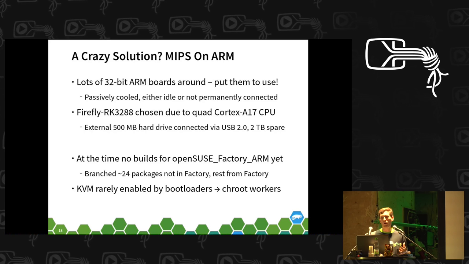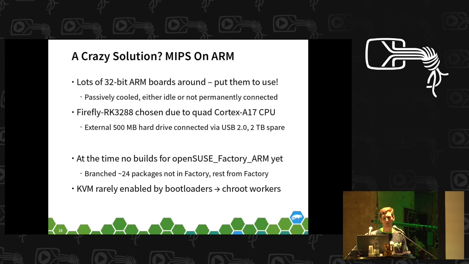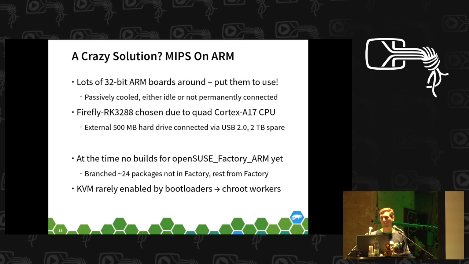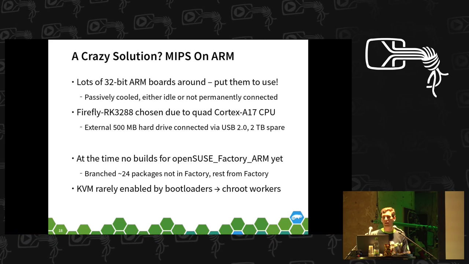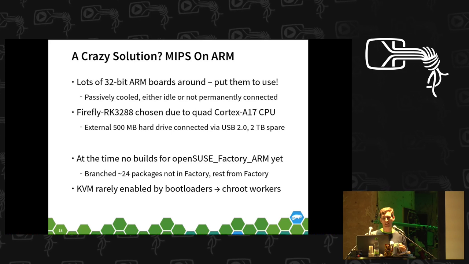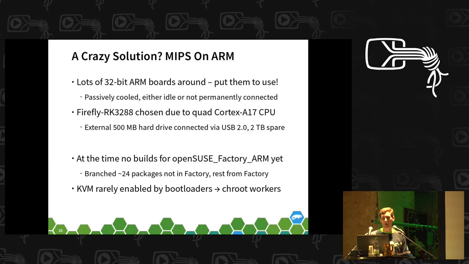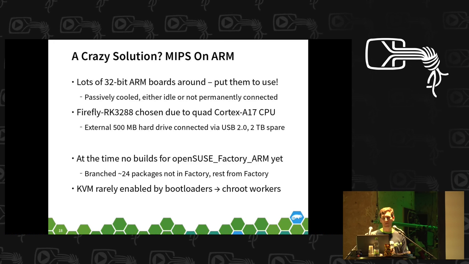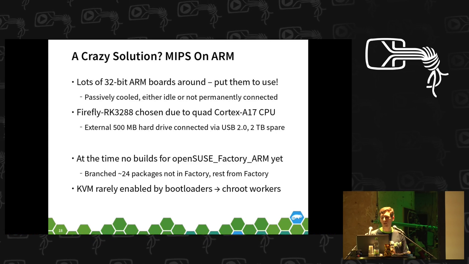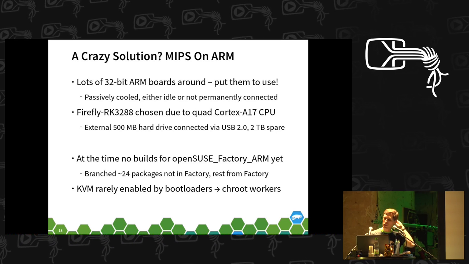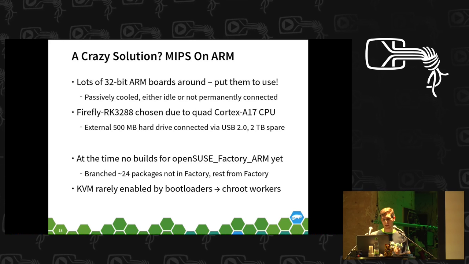Since I've been working on the openSUSE ARM port myself, I do have a lot of ARM hardware standing around at home. And when I'm not actively working on the kernel or testing whether something is working or broken, then they're either not connected to power or they're just standing around and doing nothing. For example, I have a DHCP server or things like that running on ARM boards, but they're not really using much. And I thought that's a CPU resource that under some constraints might actually be usable as an OBS server. What I actually ended up choosing is the Firefly RK3288 board.